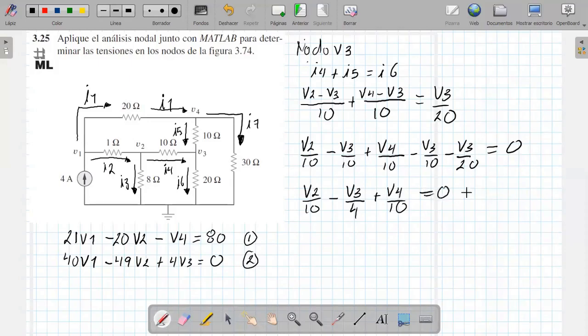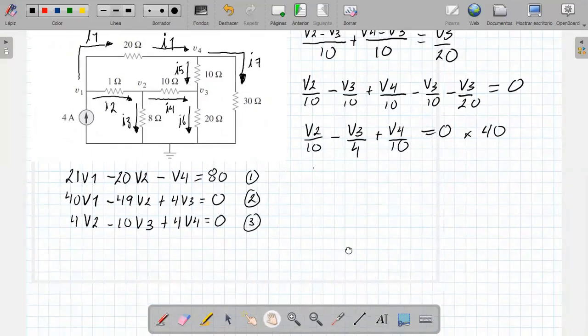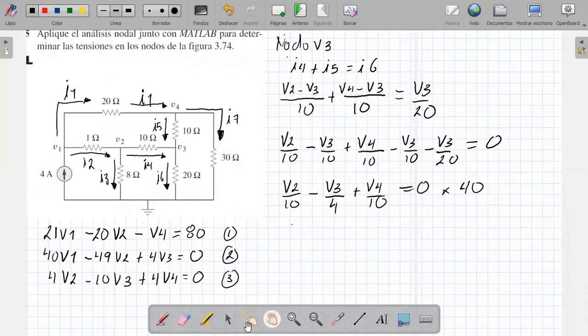I'm going to multiply everything by 40. This equals 0. Everything times 40 is going to eliminate the denominator. It would be 4 V2 minus 10 V3 plus 4 V4 equals 0.